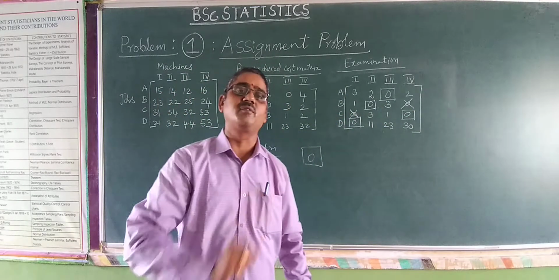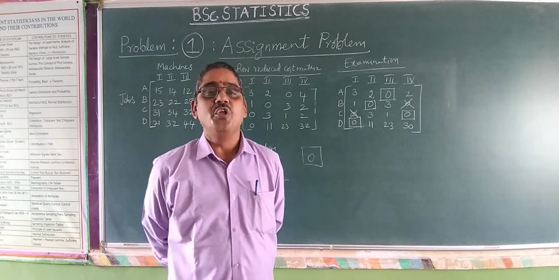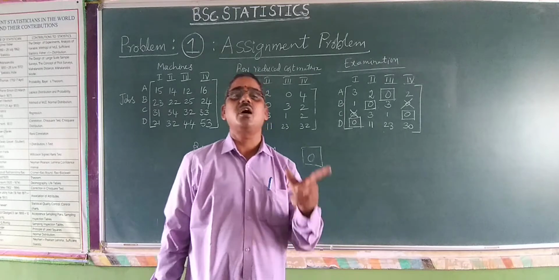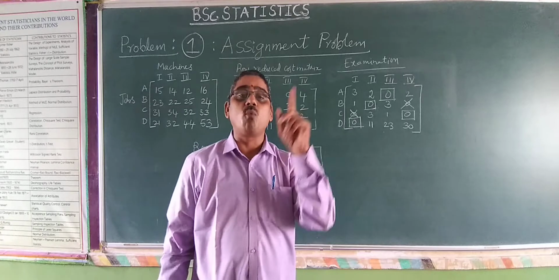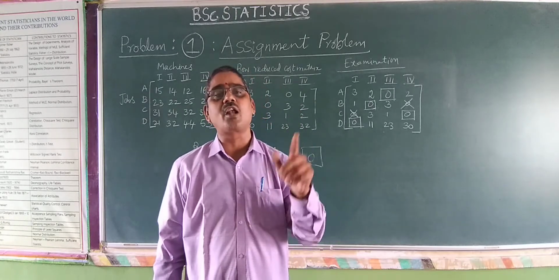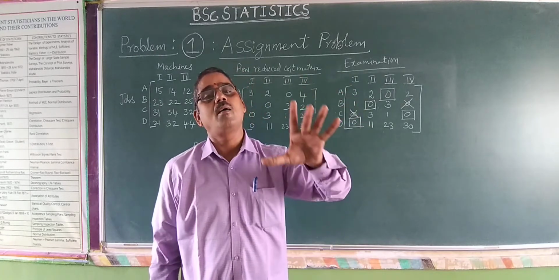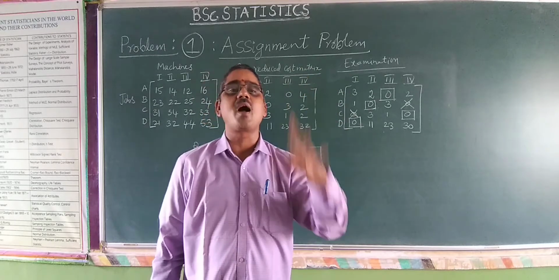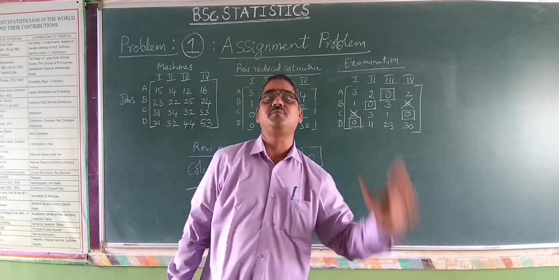And one more thing, whether the optimum solution is attained or not. Each and every particular row and each and every particular column must have one and only one assignment. That is the final indication that the optimum solution is attained.